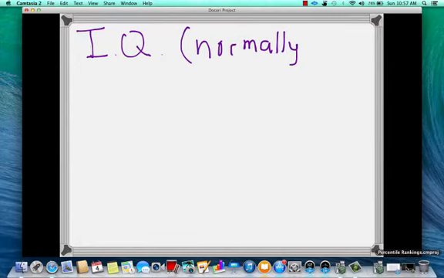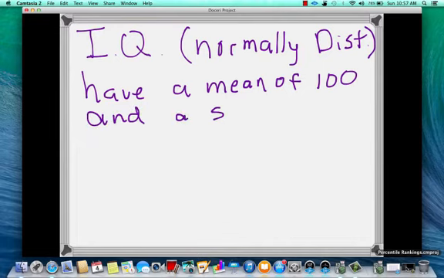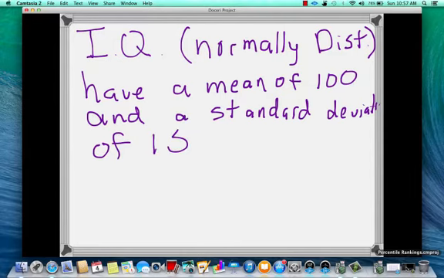Let's say that IQ tests, being normally distributed, have a mean of, let's say, 100 and a standard deviation of 15. I cannot write with this pen. Sorry about that. I'm running out of room. Okay.